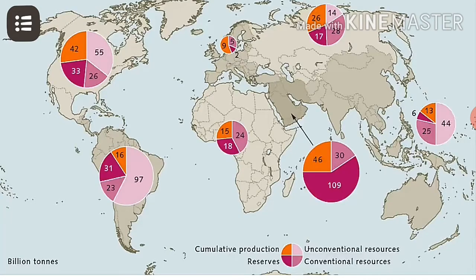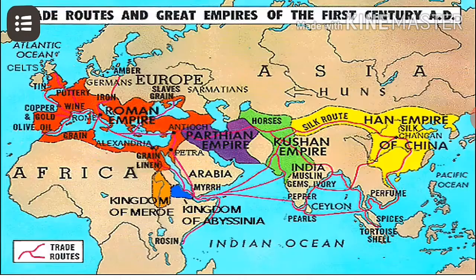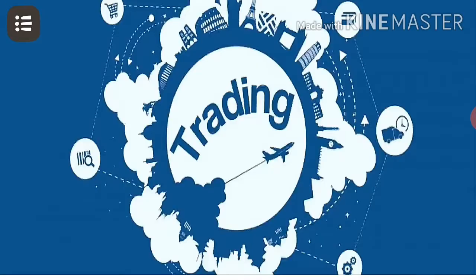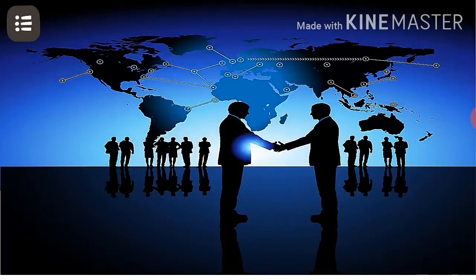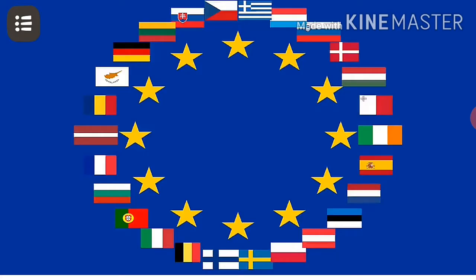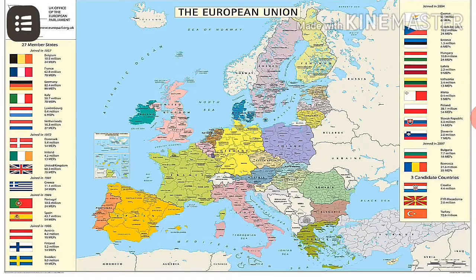No single country has everything it needs, and so countries need to trade with each other. Countries that rely on each other to trade goods and services are interdependent. Sometimes countries group together to help increase the volume of trade. The European Union is one example of a trading group.